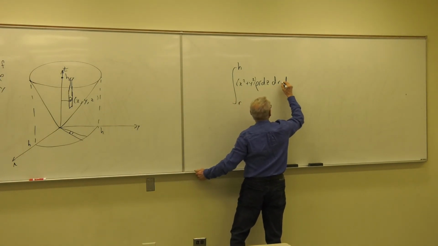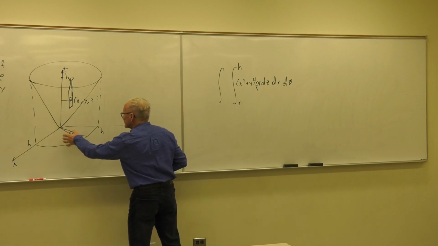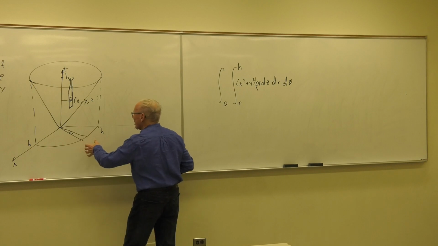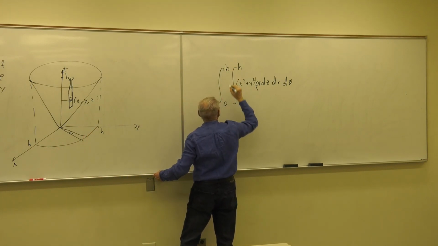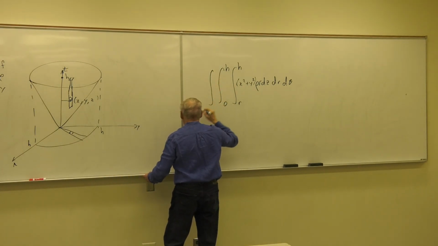So r first, theta second. Where does r start? Where do all the wedges start? At the origin. Where do they all stop? They stop when they hit the circle where r is equal to h. And then we add over them all.